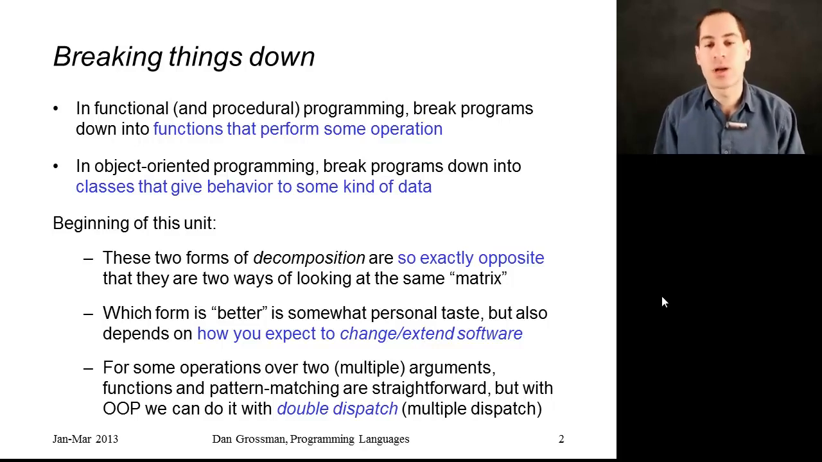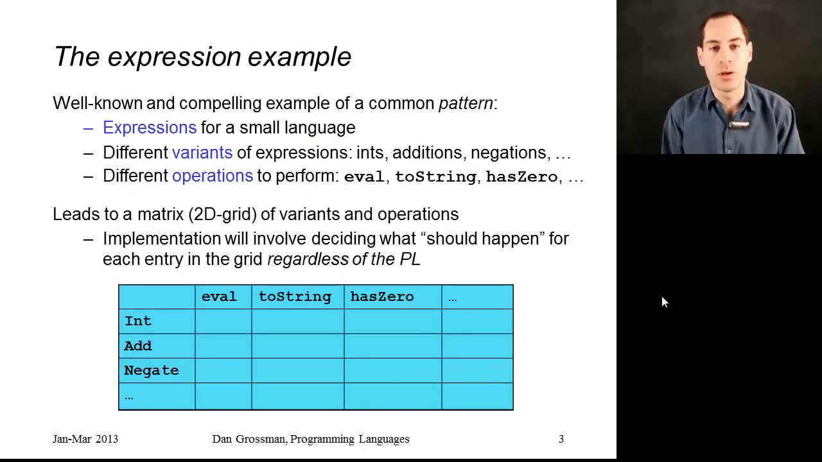And then after that, we'll get into the issue that object-oriented programming struggles quite a bit more on certain operations that take multiple arguments of different varieties, and we'll get there when we get there. So that's our roadmap.